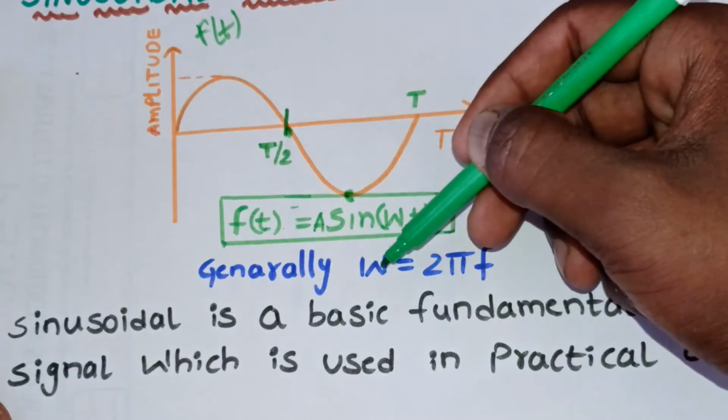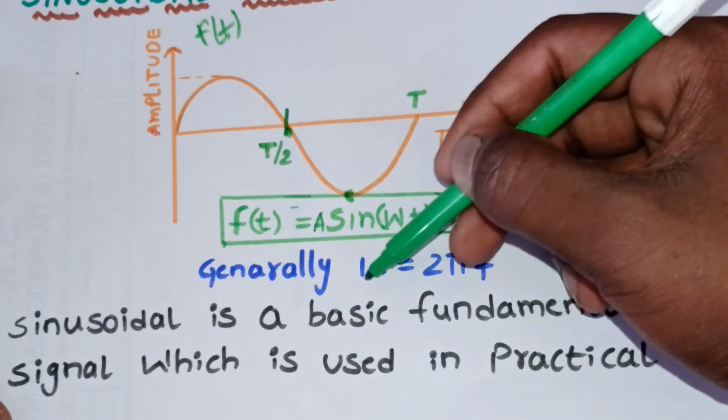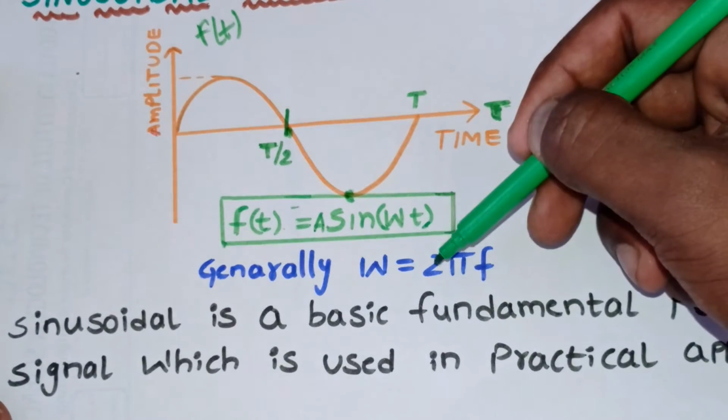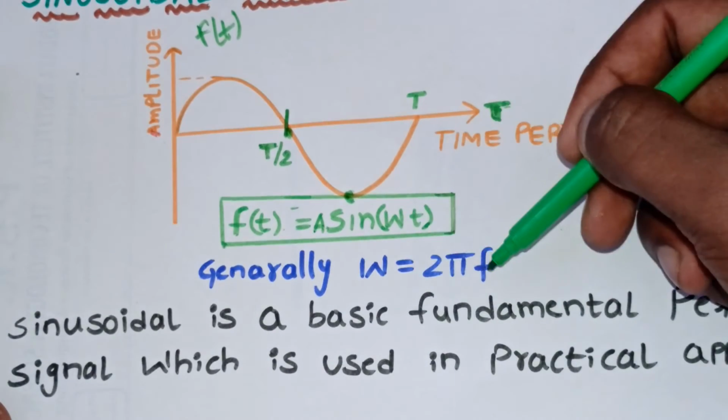We can write omega in terms of frequency also. Omega is also a frequency, but omega is in terms of radians. If I want to represent omega in terms of frequency, then ω = 2πf.